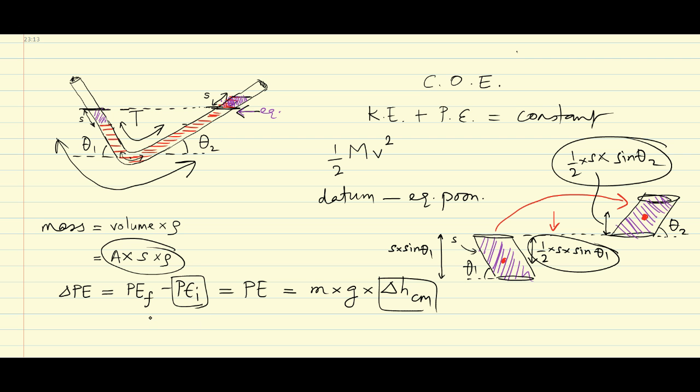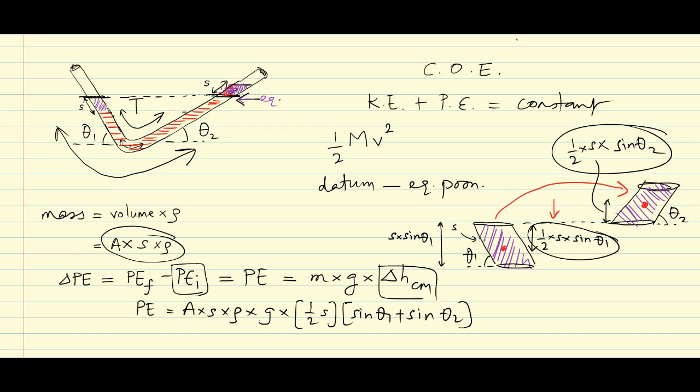Let me substitute. The potential energy of the liquid is equal to, now mass is A times S times rho, G multiplied by, I'm going to add half S sine theta 1 and half S sine theta 2, so I'll take half S common, into sine of theta 1 plus sine of theta 2. That's the potential energy. Right.